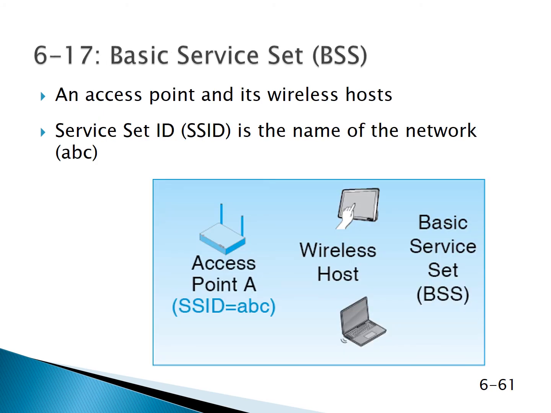So now we talk about something called the BSS, which is the basic service set. It is a set of devices including an access point and the wireless hosts for this access point. Then the SSID, service set ID, is the name of the network, for example ABC or whatever network name that you give. Like when you set up your wireless router at home, you also give a network name to the network, such that when you connect to the Wi-Fi, you use that name, right? So basically the SSID is the name of your Wi-Fi network. So that's called a basic service set.